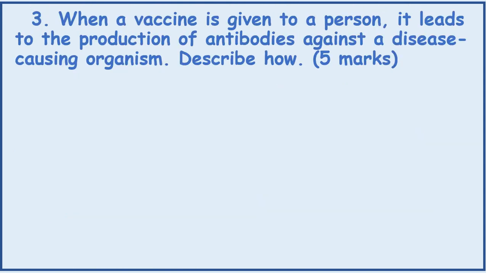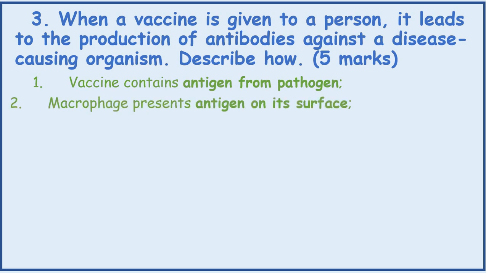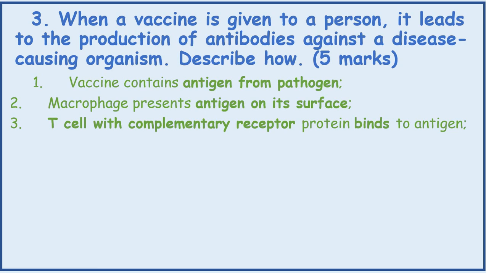Question 3. When a vaccine is given to a person, it leads to the production of antibodies against a disease-causing organism. Describe how. The vaccine contains antigens from the pathogen. A macrophage presents the antigen on its surface. A T cell with a complementary receptor protein binds to the antigen.